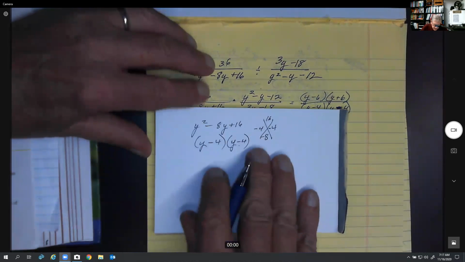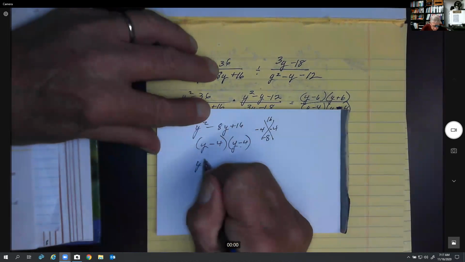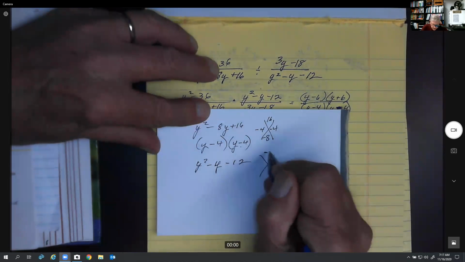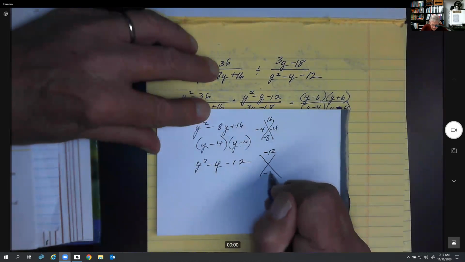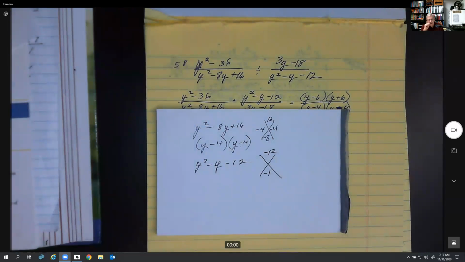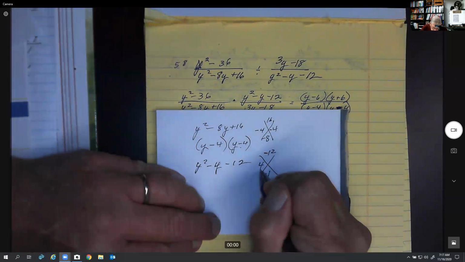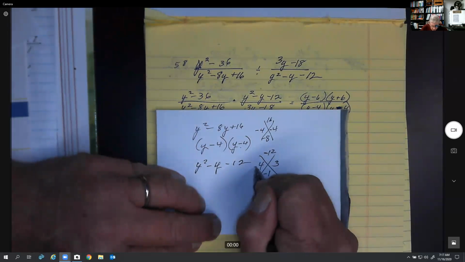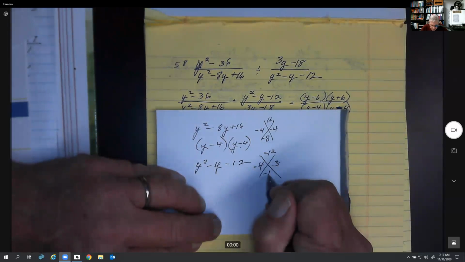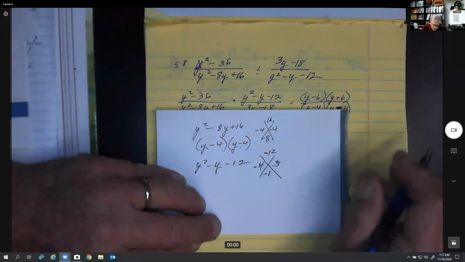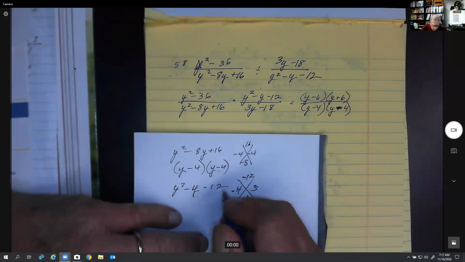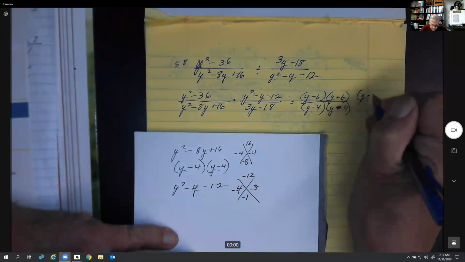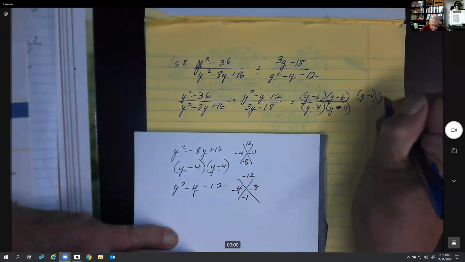So we have to be careful about signs. How about y squared minus y minus 12? Again, on scratch paper, you've got a negative 12 and a negative 1y. So 4 times 3 will give you a positive. I need a negative, so I need a negative 4 plus 3, and a negative 4 times 3. Again, just on scratch paper, you might fool around with it. And this will give you y minus 4 and y plus 3.